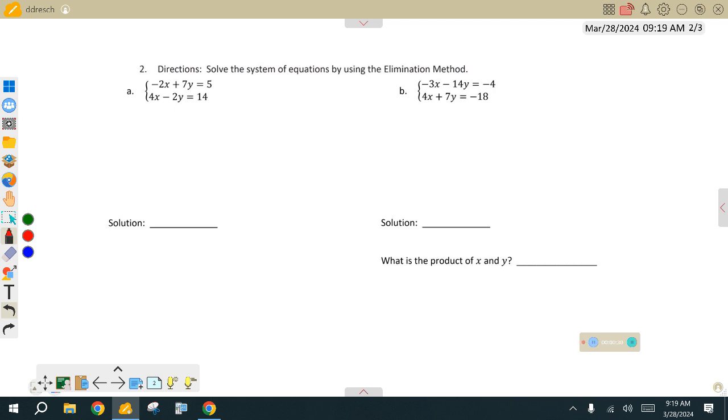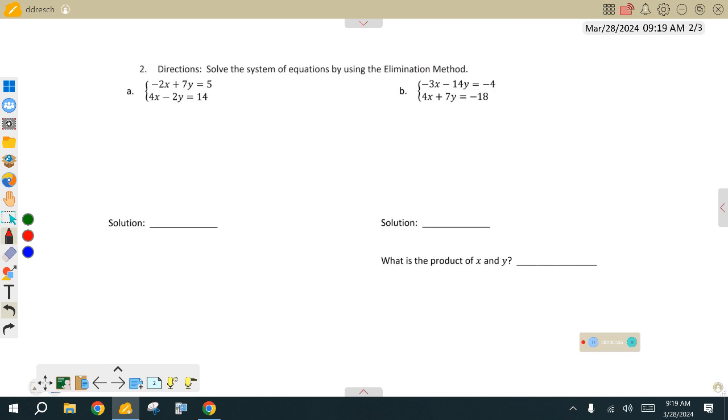If I take a look at this, I don't have anything close to having x equals or y equals. I'm not going to waste my time rearranging this to then use the substitution method. I'm going to tackle this by what we say is elimination.